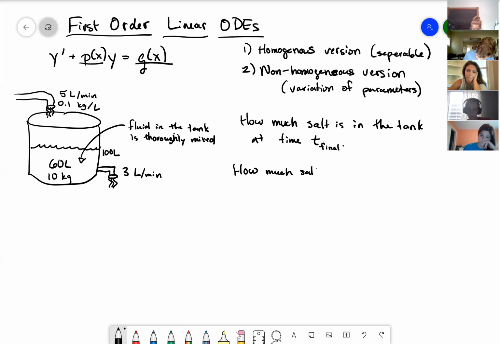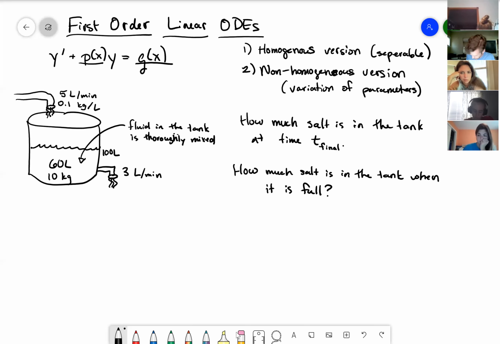How much salt is in the tank when it is full? And this is something that we can figure out based on how much fluid is flowing in versus how much fluid is flowing out, and how much is in there initially. So we will take a stab at this problem.